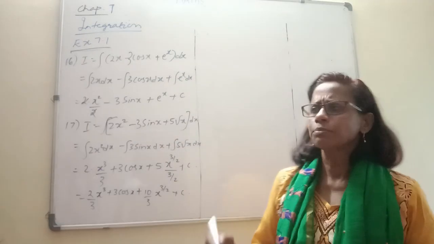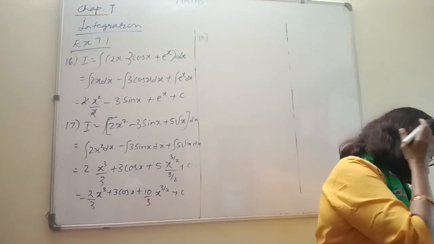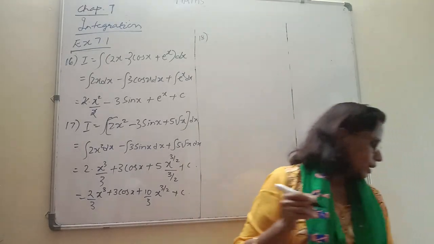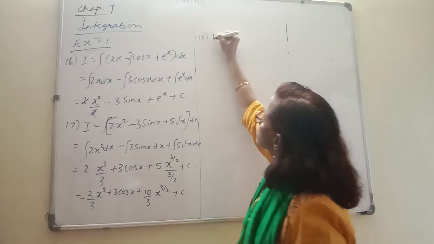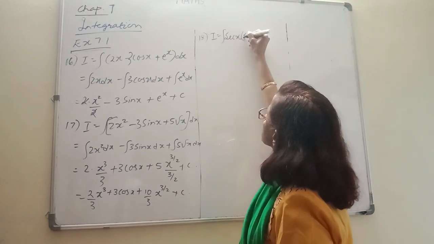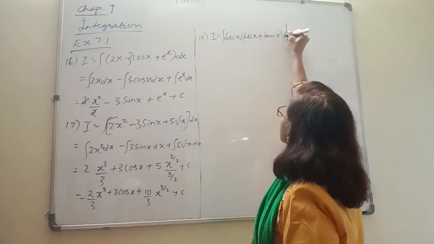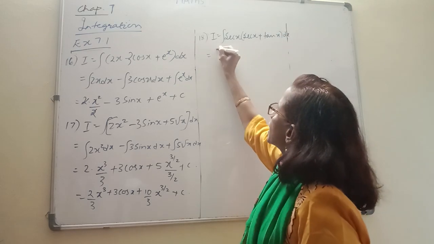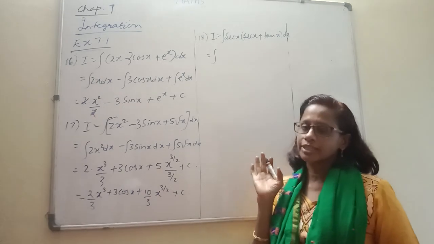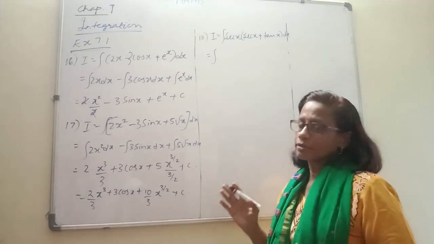We can really quickly move to the 18th one and see what it says. It is the integral of sec x times sec x plus tan x dx. So that can be written as such. We cannot get the integral directly, so let's open up the bracket.